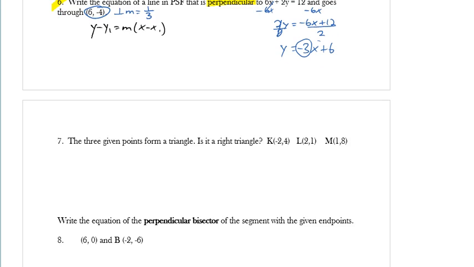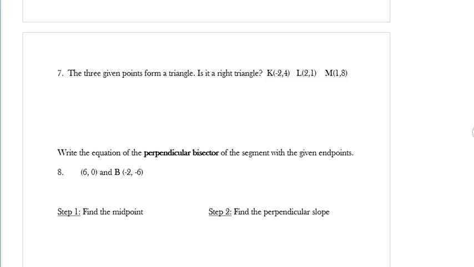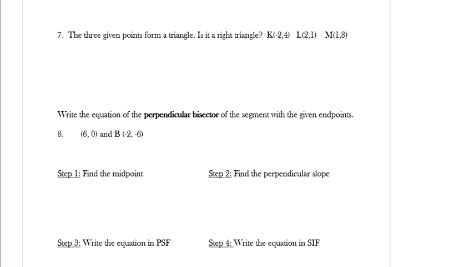Okay, a couple other ones I want to look at, some different types. Number 7 and 8. Number 8 is going to be a little bit longer problem. Number 7 is going to be something that you'll see as well in the quiz. The 3 given points form a triangle. Is it a right triangle? Okay, so think about what a right triangle looks like. A right triangle or a right angle.